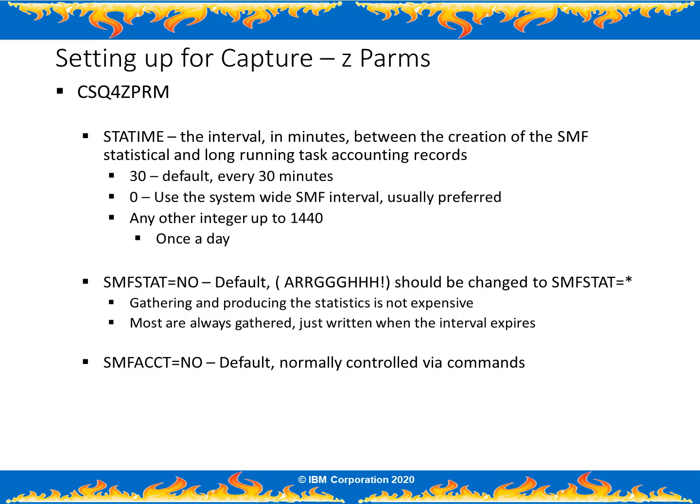The default value for the SMFSTAT attribute, which controls the collection of statistics, is set to no. This is unfortunate at best. It should be set to an asterisk so that the MQ statistics for all the different classes will be reported. The default value of the SMFACCT or accounting attribute is also set to no. However, this is really not a problem because controlling the production of the accounting SMF data is typically done through commands, which will be covered next. We do have some customers that have accounting data generated all the time, though.